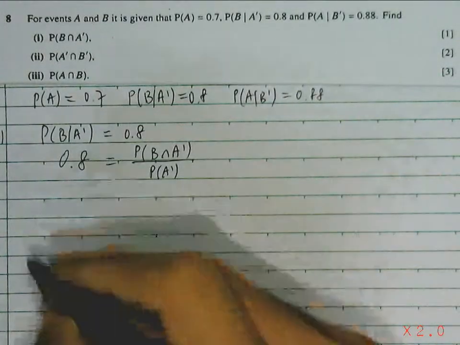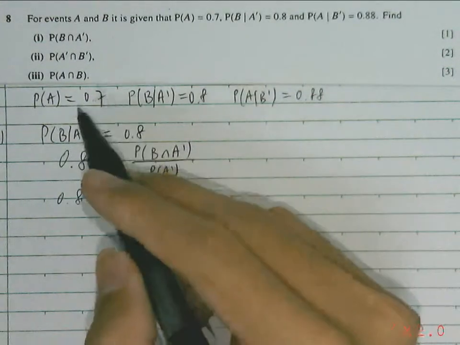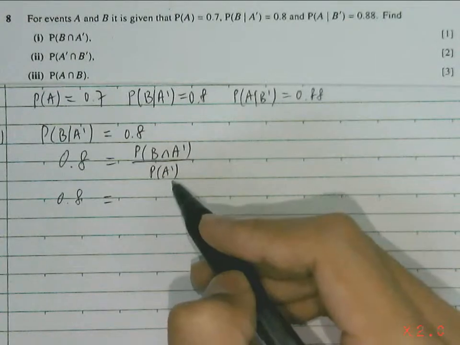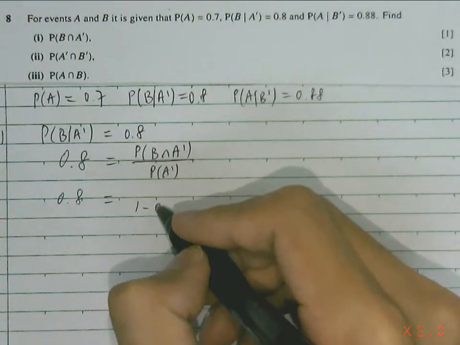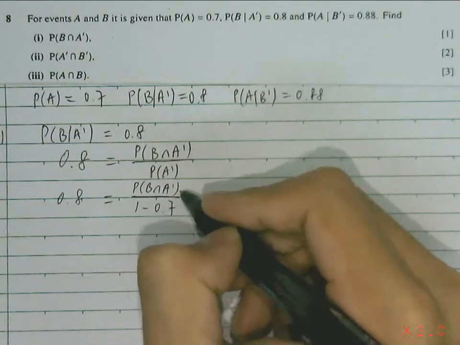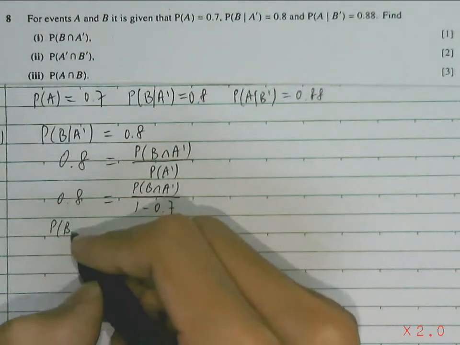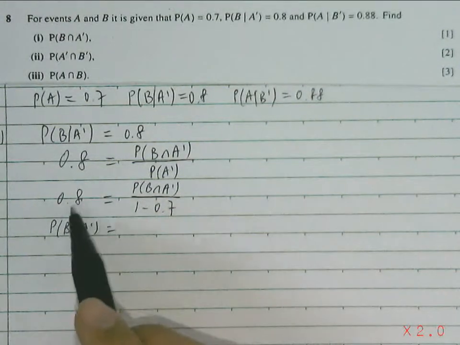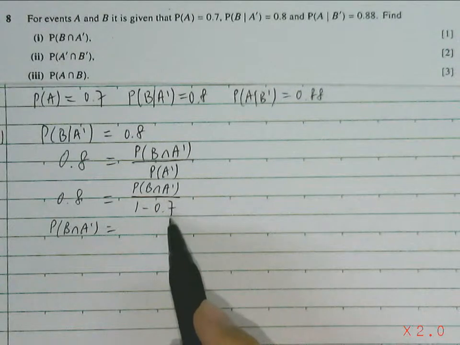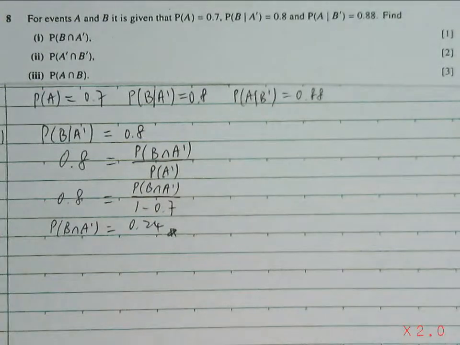Alright? So from here, we can find the probability of A complement since we know the probability of A. So A complement will then just be 1 subtracting off 0.7. And the numerator is what we are looking for in part 1. Alright? So from here we can easily find our answer. It will be 0.8 multiplying by 0.3, which will give us our answer 0.24. Alright? Now moving on to part 2.